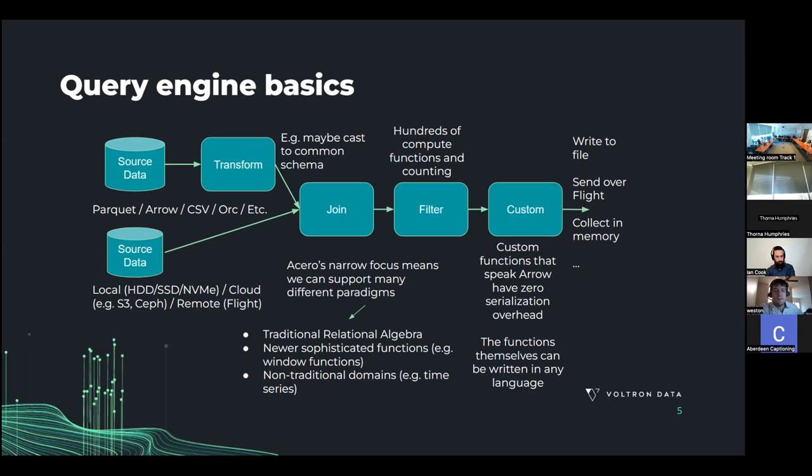There is some work being done by Two Sigma looking into a non-traditional time series domain. They've implemented an as-of join node. It's exciting to see multiple paradigms that aren't always talking to each other be able to share some common query engine infrastructure.